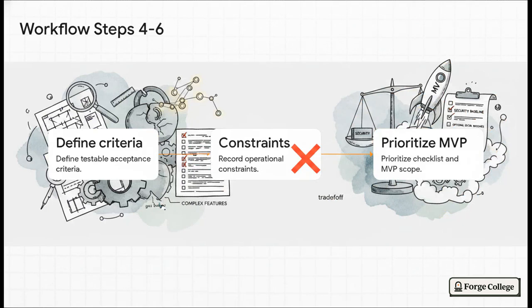Next up, we define exact acceptance criteria. Basically, how do we prove it actually works? We also have to be realists here. If your DAO does thousands of daily microtransactions, a gas-heavy on-chain voting system is going to bankrupt you. So record those constraints, accept the trade-offs, and ruthlessly prioritize your minimum viable product. Security baselines first, fancy escape hatches later.